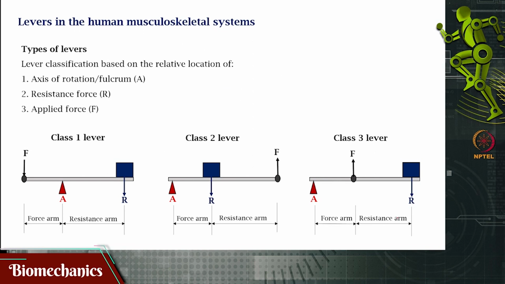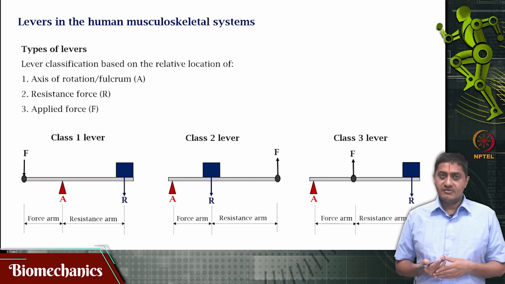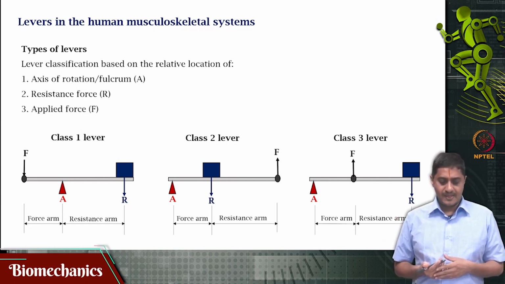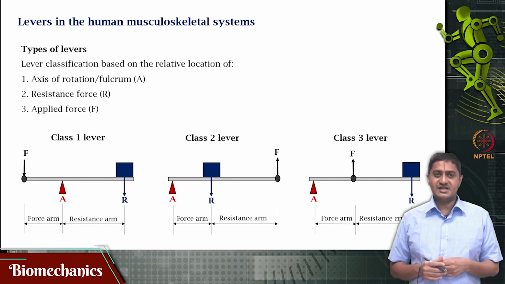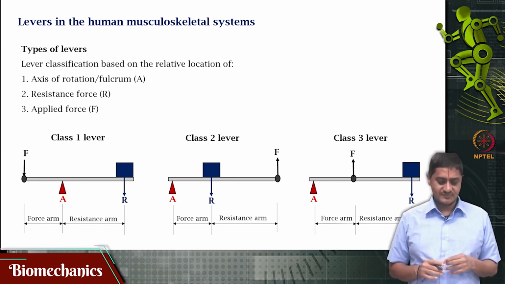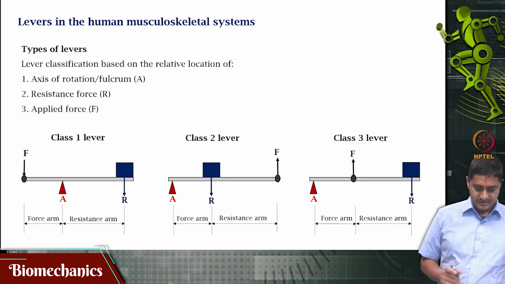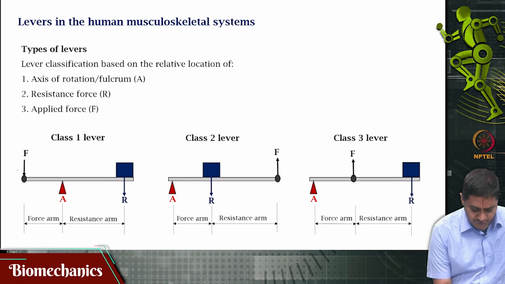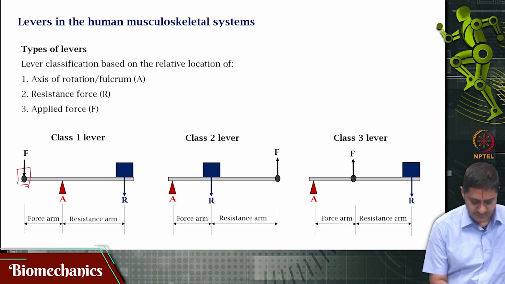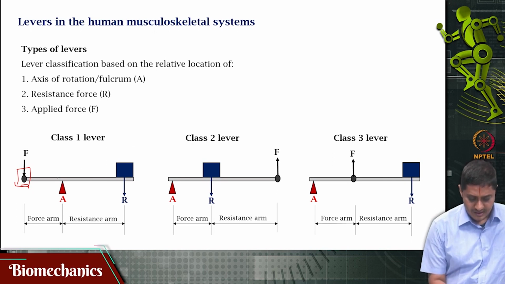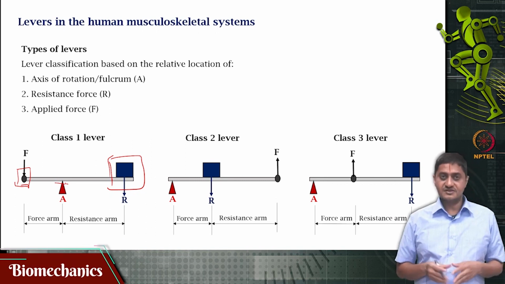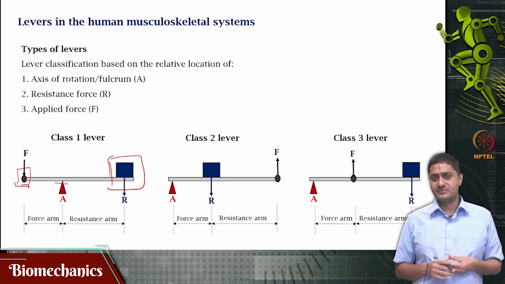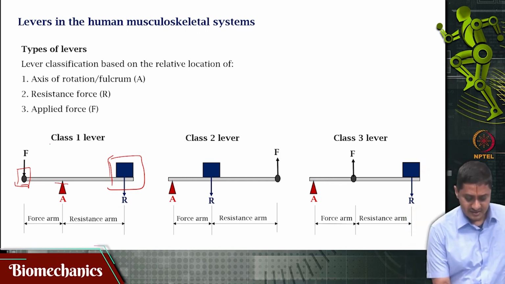Depending on the location of the axis of rotation or the fulcrum, the resistance and the applied force, levers can be classified into 3 types. We know this from high school physics, but anyway let us refresh this. A case in which the force and resistance are on 2 sides of the axis, like a seesaw, is called a class 1 lever.